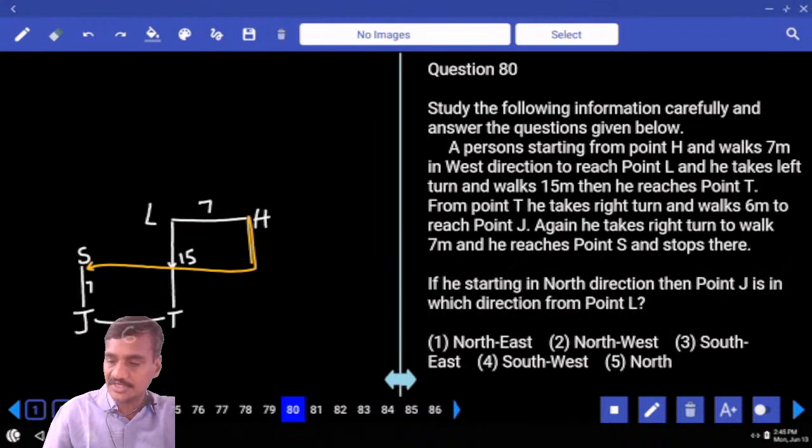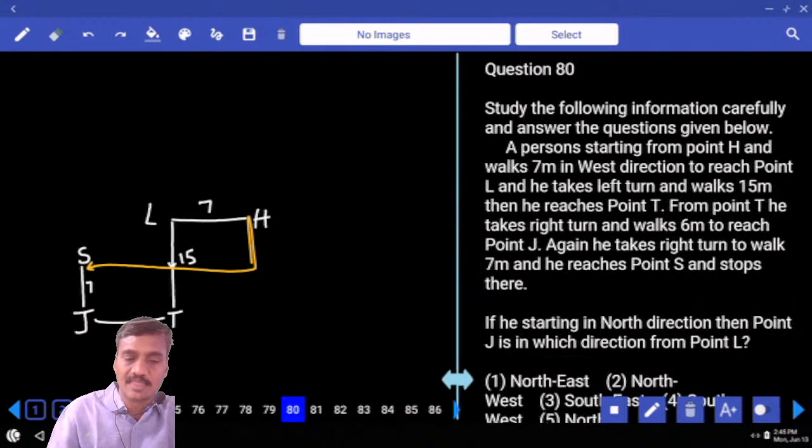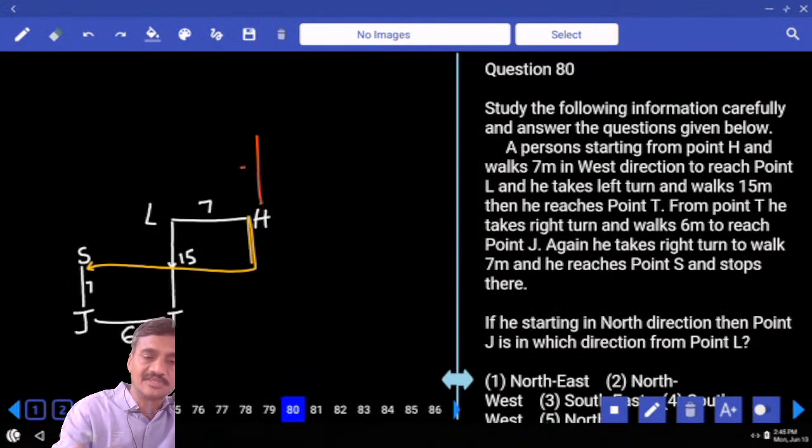Then coming to question 80: if he started in the north direction, then J is in which direction from L? Now if this person has started towards north, first L, all upon L, that is 7 meters.